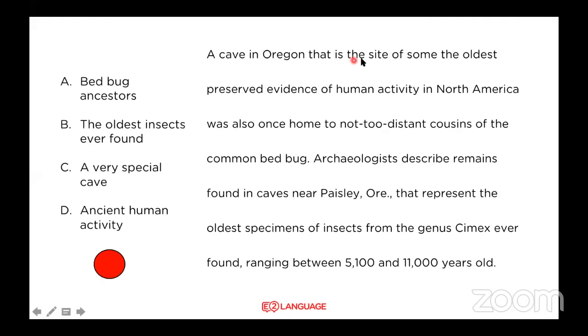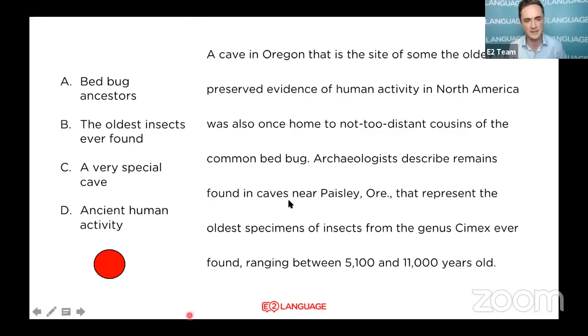A cave in Oregon that is the site of some of the oldest preserved evidence of human activity in North America was also once home to not too distant cousins of the common bed bug. Archaeologists describe remains of the common bedbug found in caves near Paisley, Oregon, that represent the oldest specimens of insects from the genus Cimex ever found, ranging between 5,100 and 11,000 years old. The answer is A. This is about bedbug ancestors, not too distant cousins of the common bedbug.